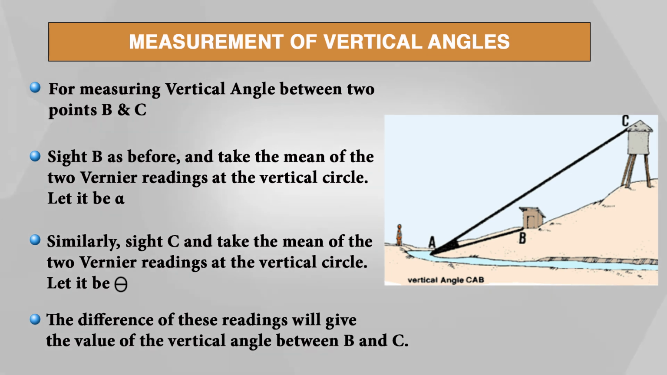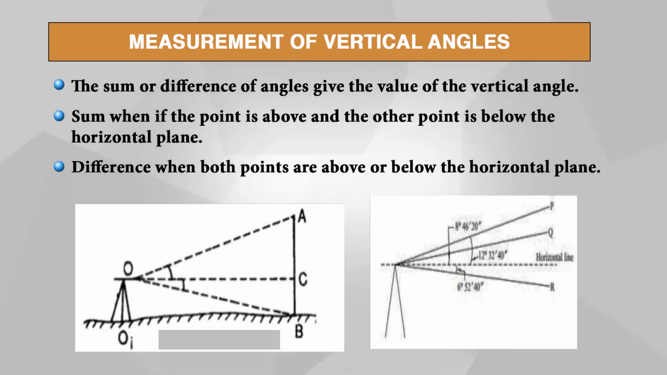The sum or the difference of these angles will give you the value of the vertical angle. As you can see in the figure, in some cases angle alpha plus beta will give you the value of AOB, whereas in some cases alpha minus beta will give you the value of AOB. It depends upon the position of the objects A and B, according as one of the positions is above or below the horizontal plane, or both points are on the same side of the horizontal plane.